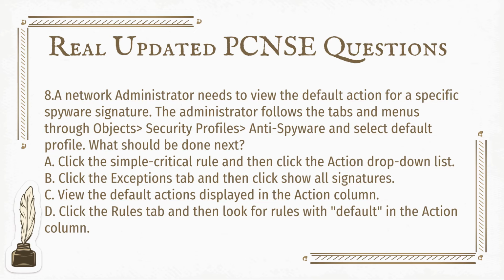A. Click the simple critical rule and then click the action drop-down list. B. Click the Exceptions tab and then click Show All Signatures. C. View the default actions displayed in the Action column. D. Click the Rules tab and then look for rules with Default in the Action column.